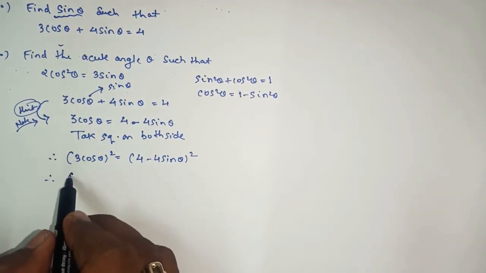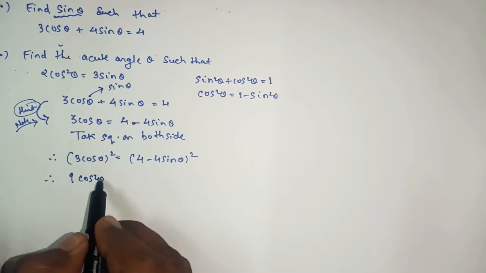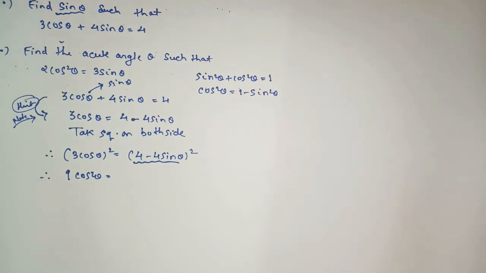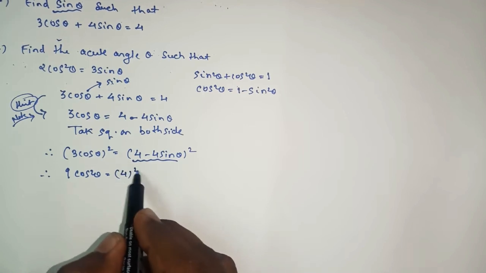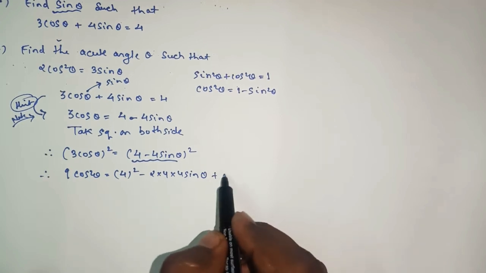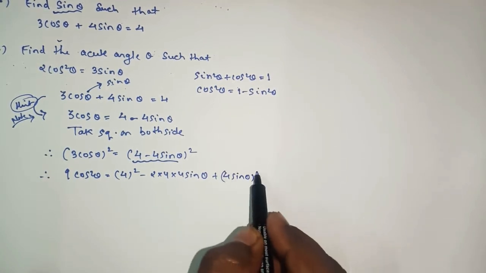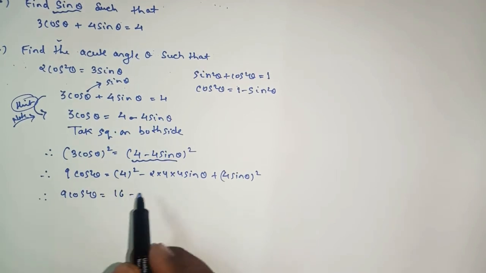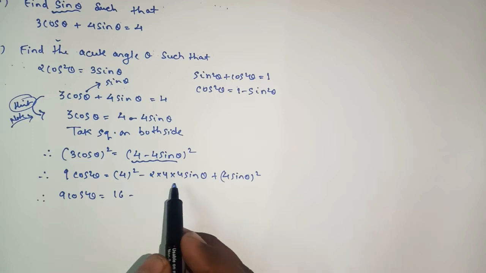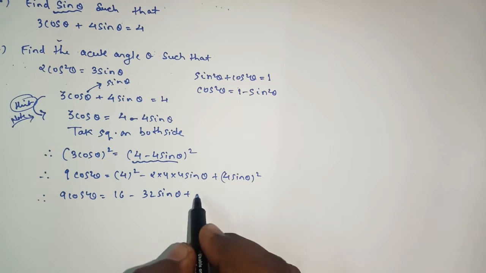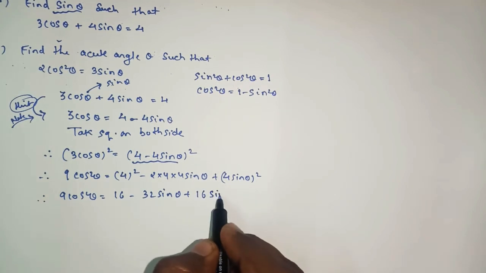So here 3 square is what? 9, and this we can write as cos square theta. Seeing this part, here we come to the conclusion, what? It looks like a minus b the whole square. So we'll apply the a square minus 2ab plus b square formula. Yes or no? So 9 cos square theta equals 4 square is what? 16. 2 fours are 8, 8 fours are what? 32 sine theta. 4 square is what? 16. Sine, here we can write as sine square theta.